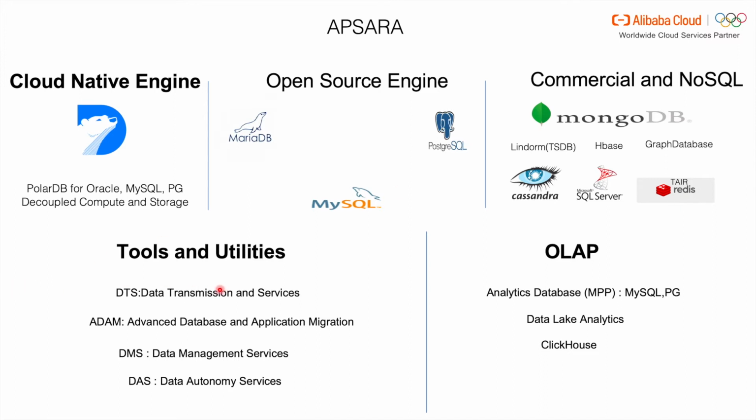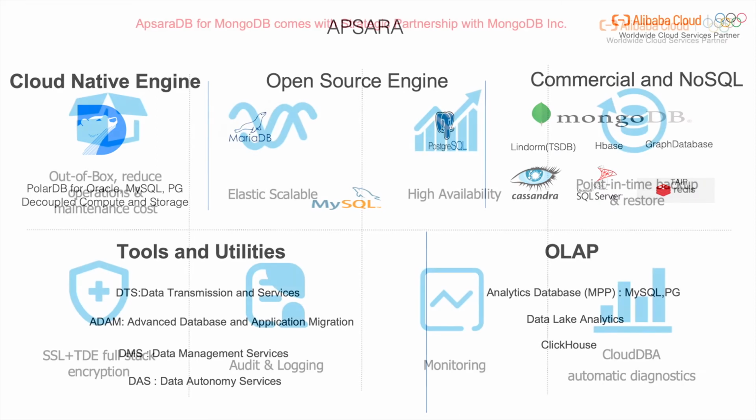Then in tools and utilities, you can see we have different types of migration tools, DTS and ADAM, which are for different purposes. DTS is Data Transmission Service, and ADAM is primarily used for Oracle purposes. Then we have DMS, that is Data Management Service, and DAS, Database Autonomy Service. So let's keep this session focused on the migration part for MongoDB.